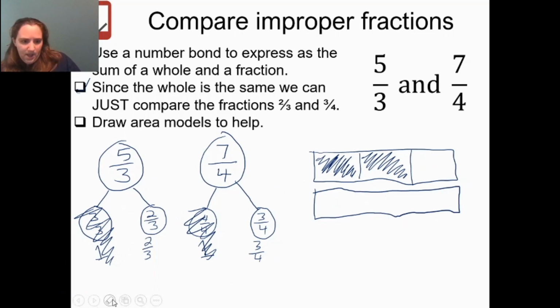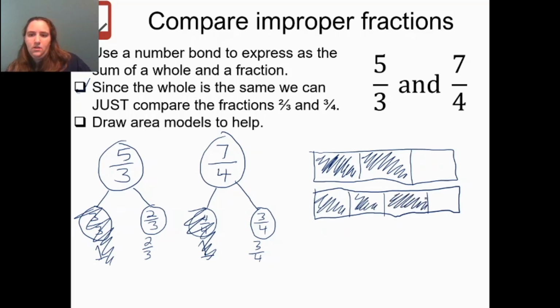Alright, and then split this into fourths. So, like this. And it says we have 3 fourths, so I'm going to go ahead and shade in 1, 2, 3 out of 4. Alright, so which one looks bigger? 2 thirds or 3 fourths? Well, to me, 3 fourths looks bigger. So, let's see if we can find another way to just prove this.